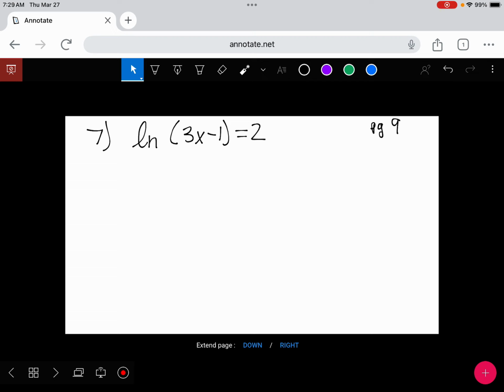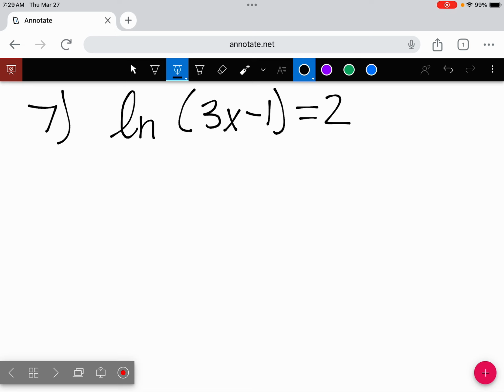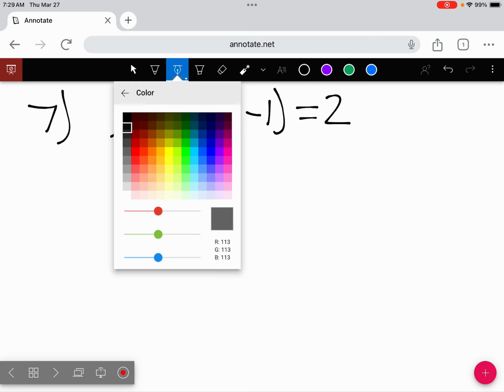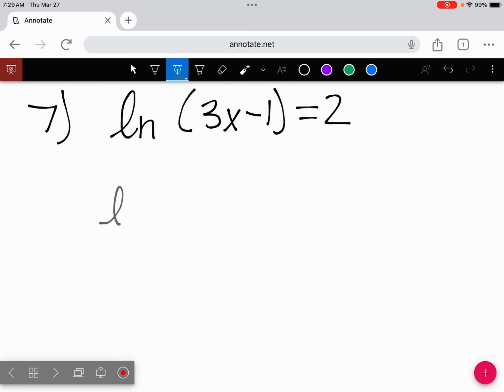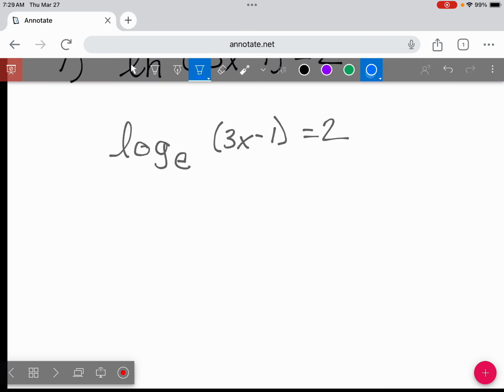So with 7, I have logs on only one side, so we're going to approach it very much the way we just did the one in the bell work. Only problem is I don't see a base. What is our base here? E. This is the same thing. If I write ln, that is the exact same thing as if I write log base e of that 3x minus 1. This sometimes helps if we're trying to figure out what our base is, because ln has a base of e.